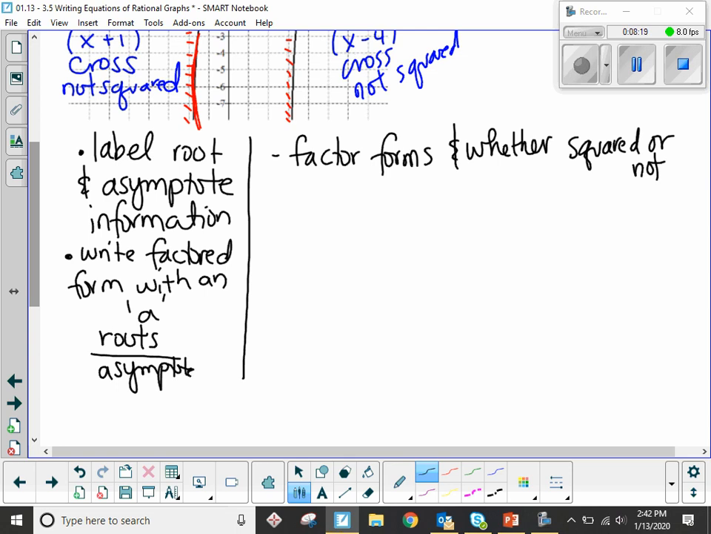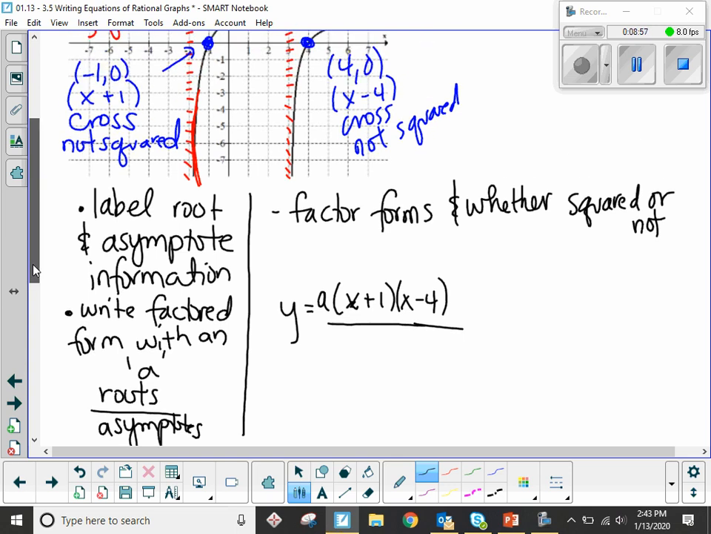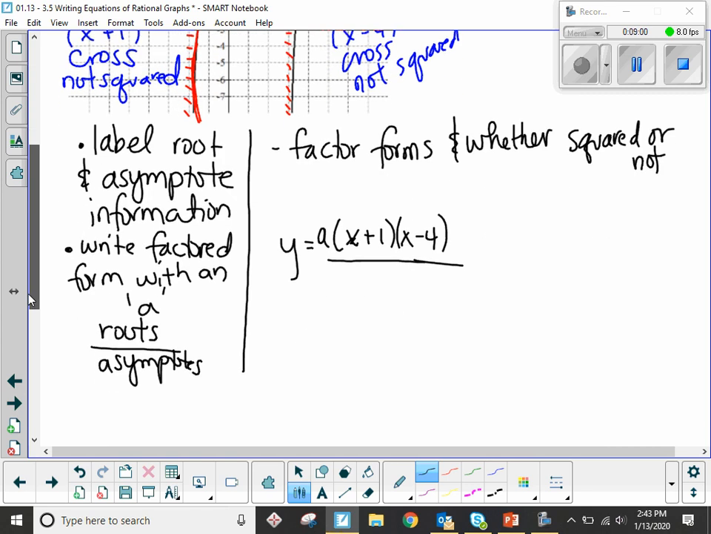So when we go set up our general form, it's going to go like this. Y equals. And your root factors go on top. So what did we say the root factors were? We said x plus 1 and x minus 4. They weren't squared, so they're going to look just like that. And you'll put your A out front here. And then your asymptote factors go on bottom. Those were, let me slide up, x plus 2 and x minus 3.